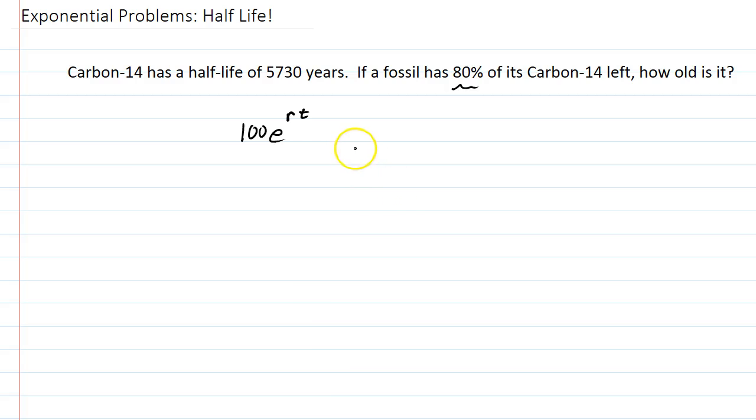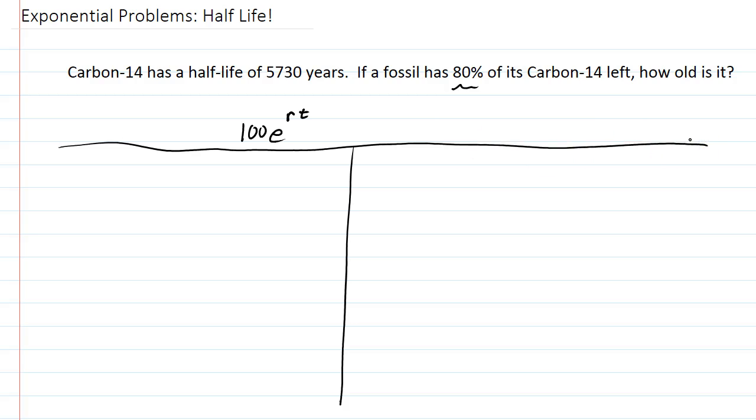This is actually a two-part problem. We're going to first need to plug in what we know to figure out our rate, and then we can go back and figure out how old this fossil is. So again, I'm going to put 100 e to the rt, and I'm going to use the fact that it has a half-life after 5,730 years. I'm going to plug 5,730 in for the time, and say after that amount of time, I should be down to 50% of what I started with. Now this will let us solve for r.